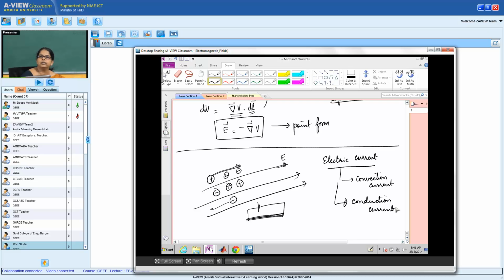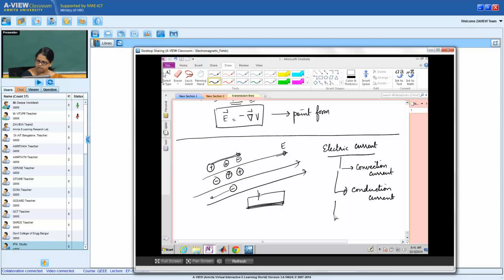Is there any other form of current? There is one more current which we refer to in electromagnetics, which is called displacement current. We will come to displacement current a bit later. Let's just talk about conduction current and convection. But in general, these are the three types of current which are usually referred to in electromagnetics.